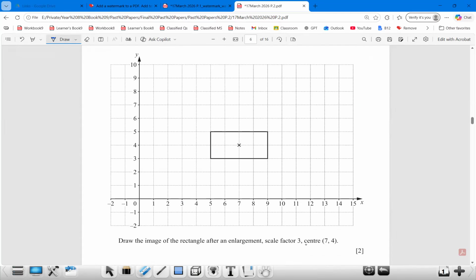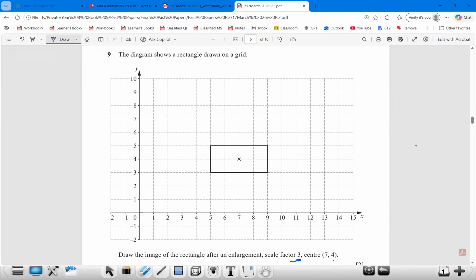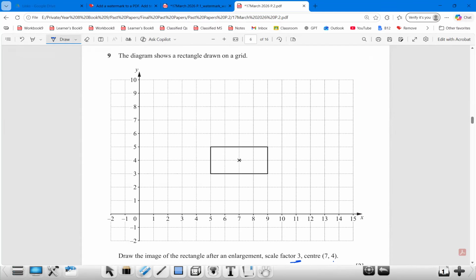Enlargement, scale factor 3, center (7, 4). They've given you the center. Mister, you need to start from the center of enlargement and count until you reach the closest vertex. Well, four of them are close, any of them, it's up to you. So I'm going to start with this one. It's here: 2 left, 1 down.